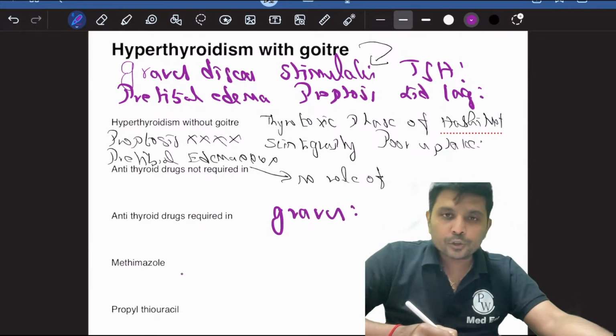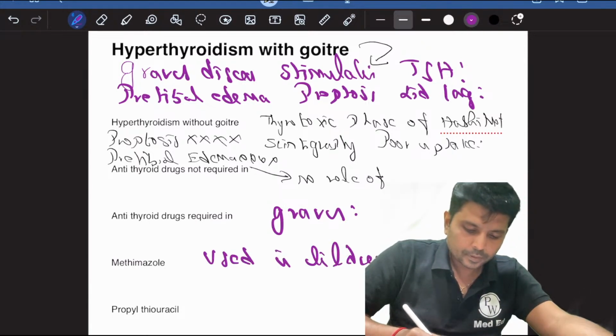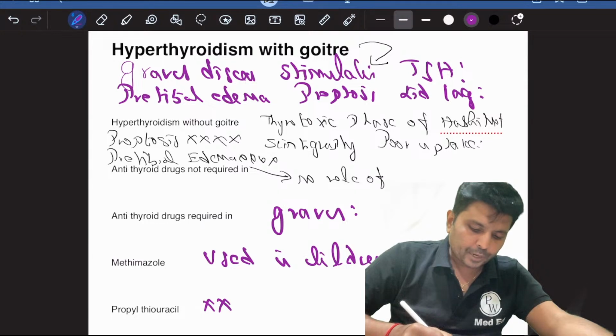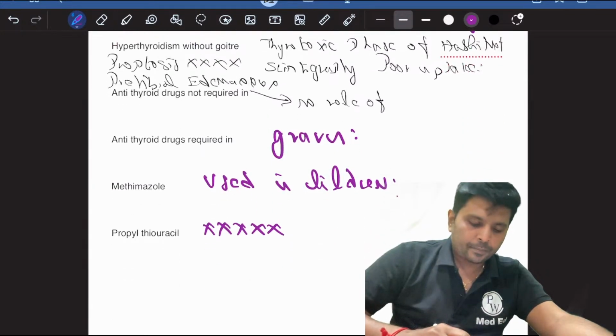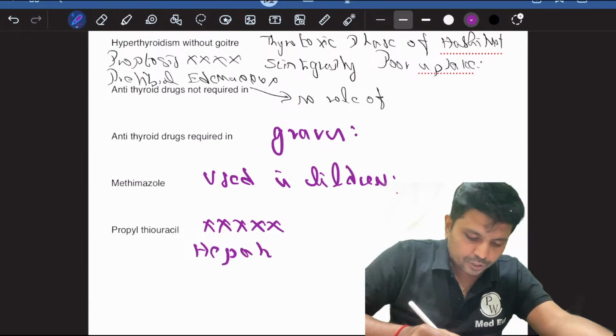Okay, so anti-thyroid drugs are required in Graves. You have methimazole, propylthiouracil. Methimazole is used in children, whereas propylthiouracil is not used in children because they are prone to hepatotoxicity.